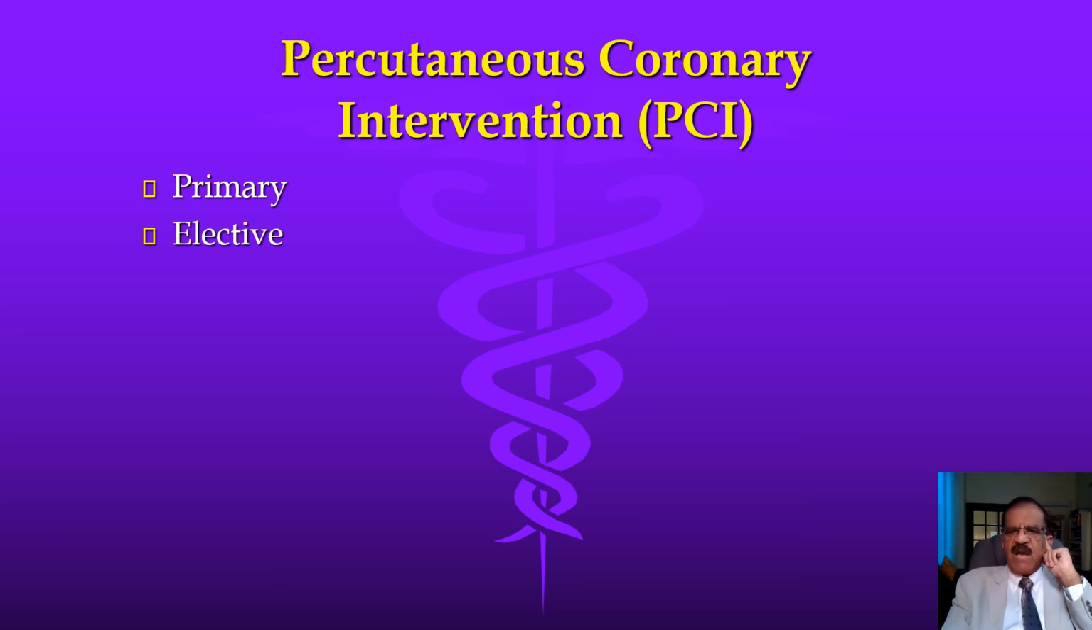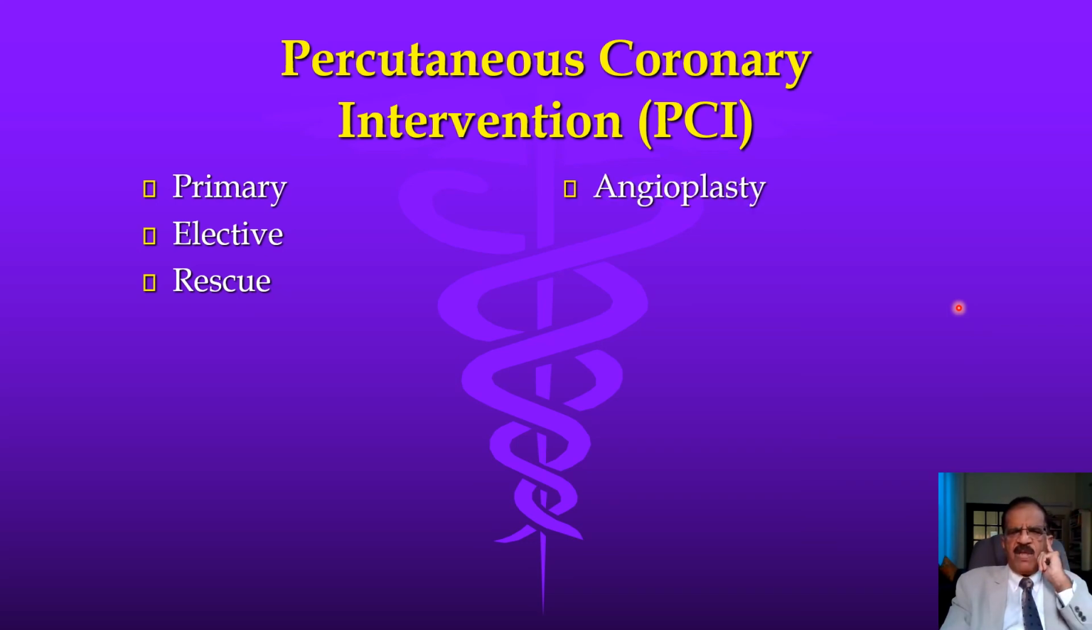Then we have elective angioplasty. That means in the acute phase, the patient was managed with pharmacological therapy, but later on, whenever possible, the angioplasty was performed. And third is rescue angioplasty. That means we tried with drugs, but it didn't work, and then we had to ask our cardiologist colleague for a rescue, and he or she did the angioplasty.